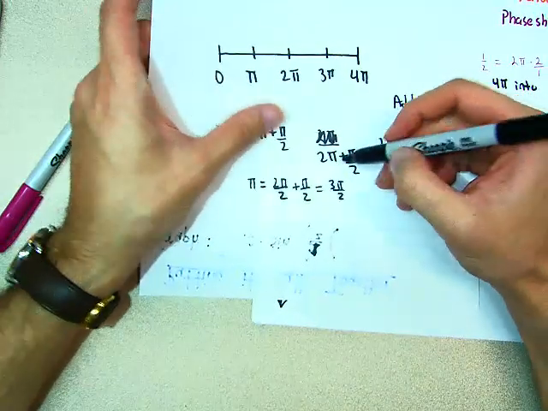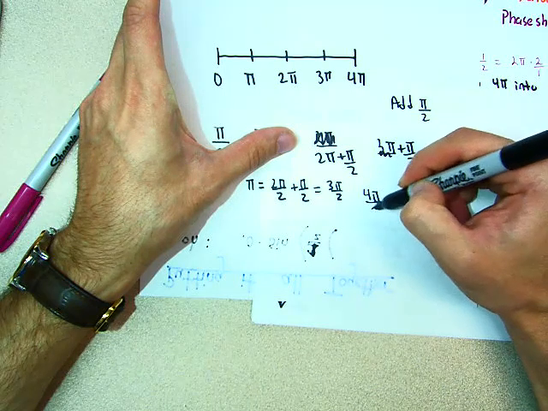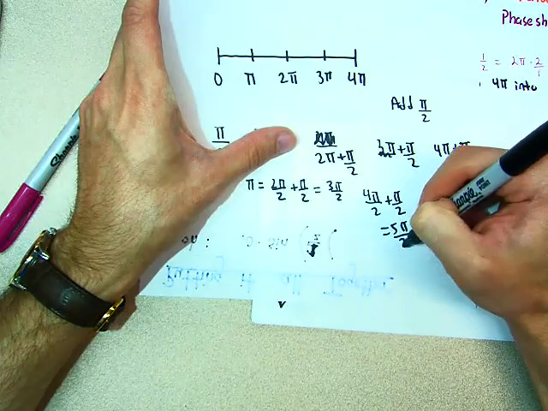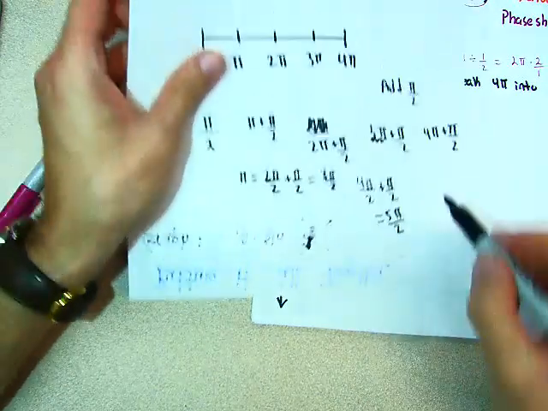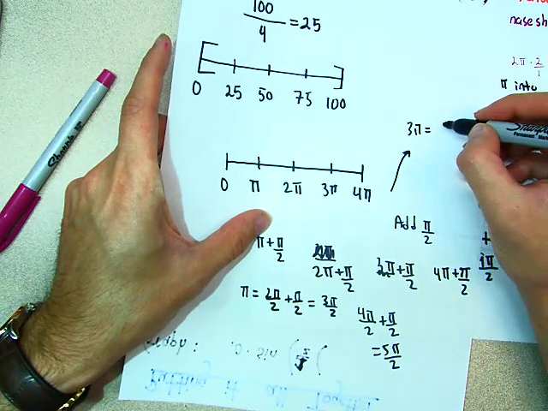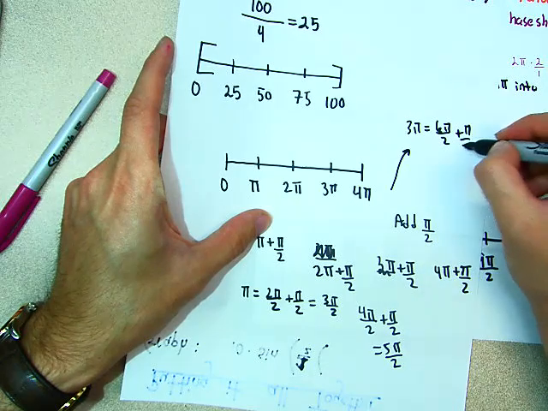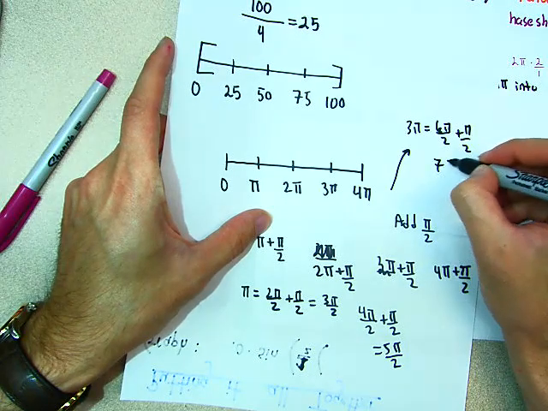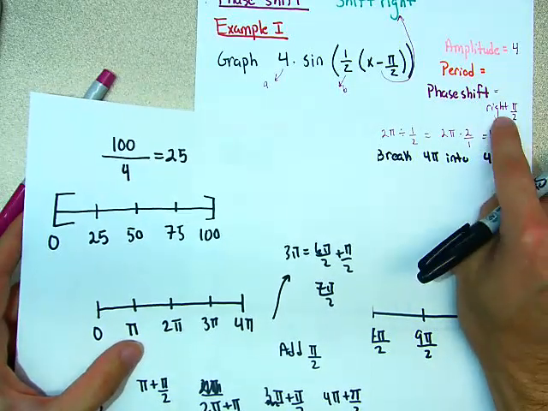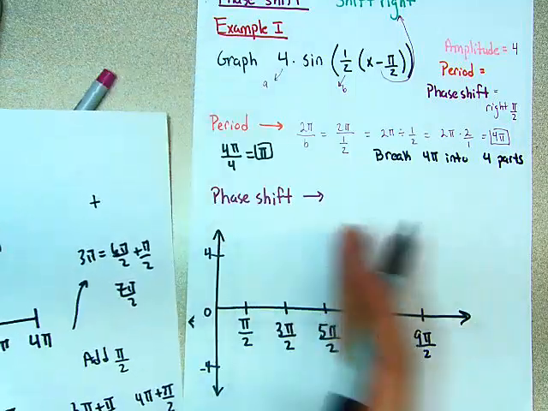Remember, just to do the algebra, 2 pi is equal to 4 pi over 2 plus pi over 2. So that equals 5 pi over 2, which is this guy over here. And then same thing here, that 3 pi is equal to 6 pi over 2 plus the pi over 2, and this will be 7 pi over 2. Because remember, everything is getting shifted to the right. When we shift to the right, we're going to add a pi over 2 to every single increment.